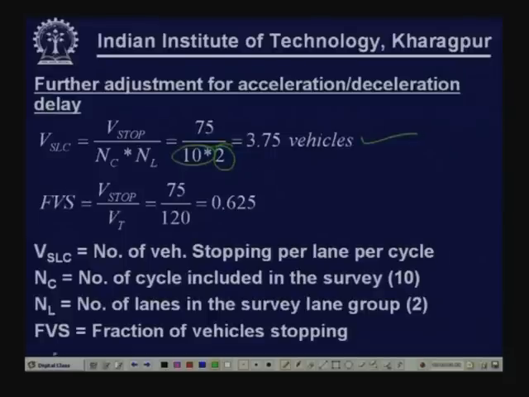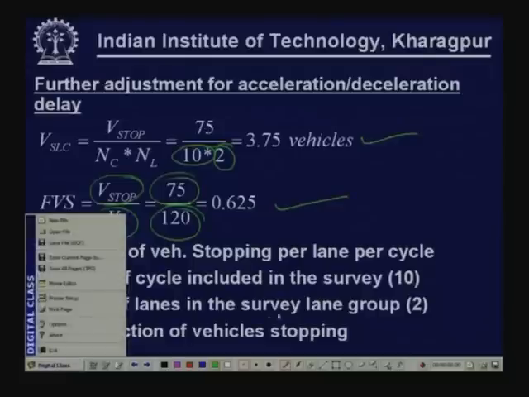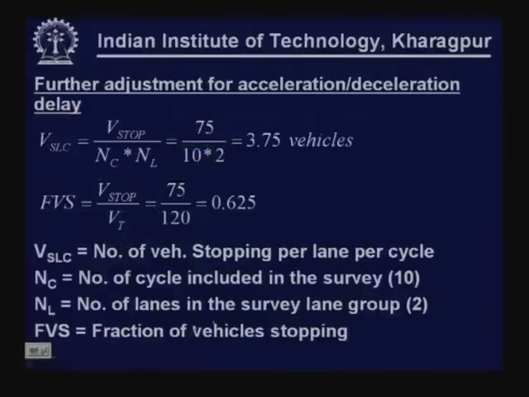Now, FVS is the fraction of vehicles stopping. This is V stop by VT, total how many vehicles stopped out of the total vehicles which arrived during that time. So, this 0.625 is calculated in this example.